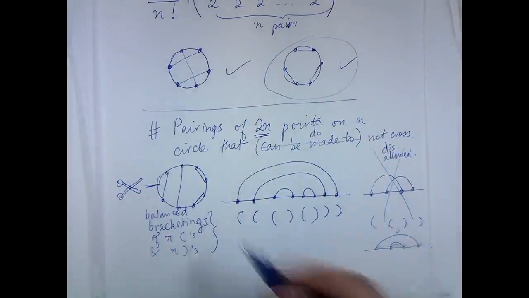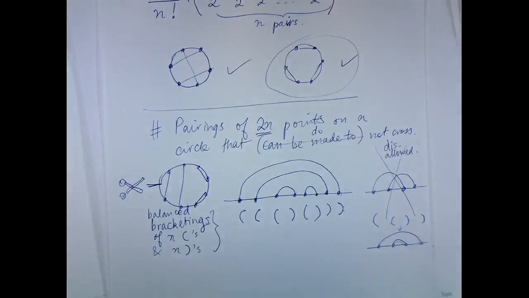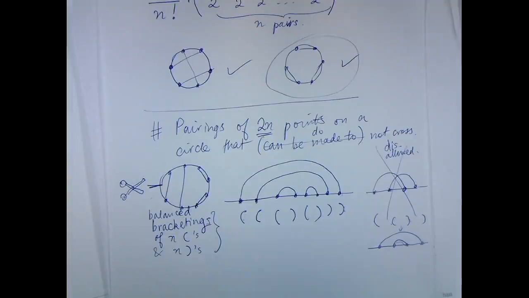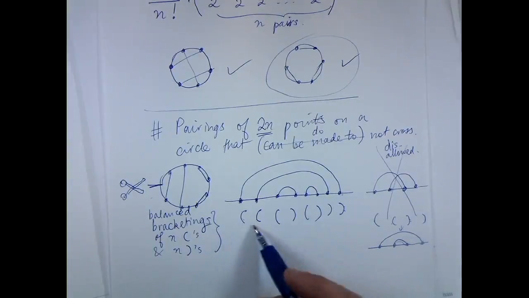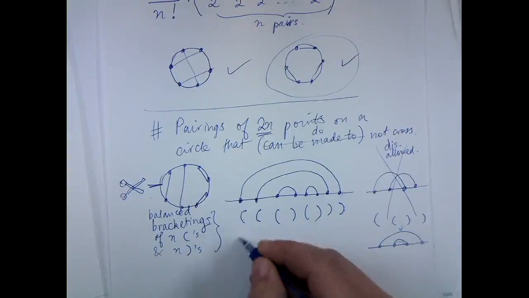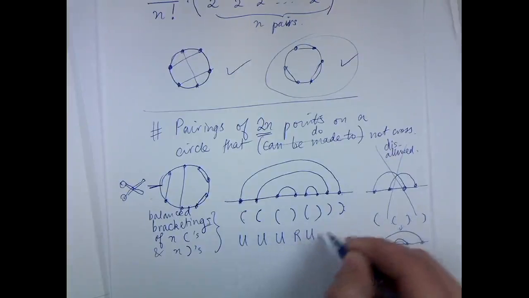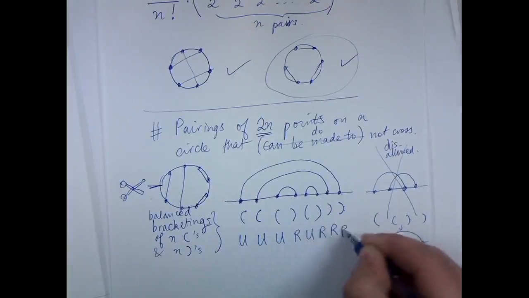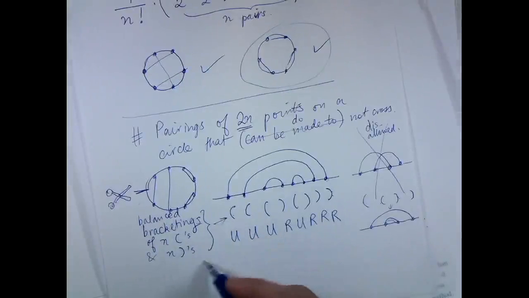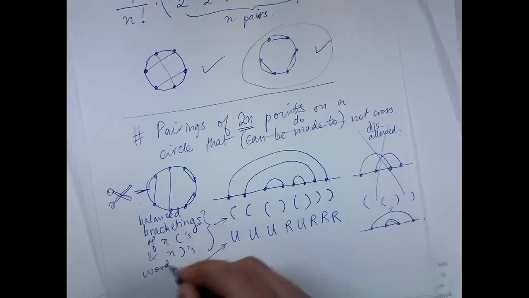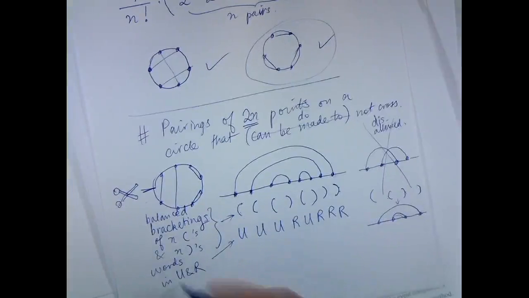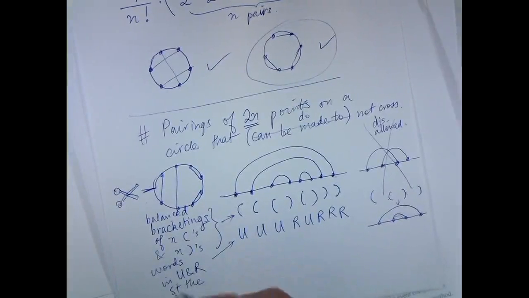And balanced bracketings are good, because we talked about words in the letters up and right, or words in the letters U and R, where U is up and R is right. Let's just imagine that each open bracket is a U, and each closed bracket is an R. Okay? So balanced bracketings is like that. So these are words, but they're not all words in U and R, such that I told you the lattice path would come up.